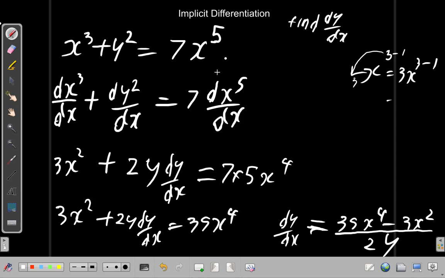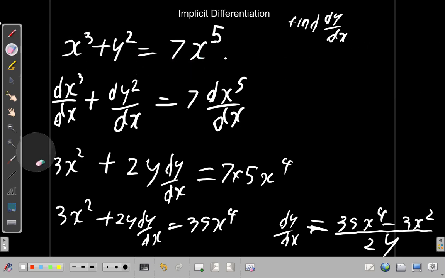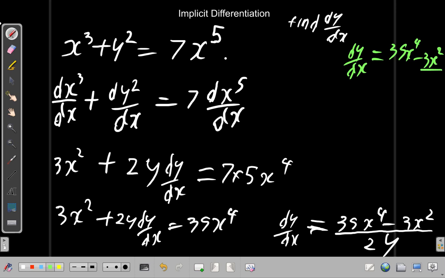Alright, in our previous video, we differentiated this. And we got, let me write it up here. Let me erase these things that I have and write it up here. What we got was that dy by dx is equal to 35x to the fourth minus 3x squared over 2y.